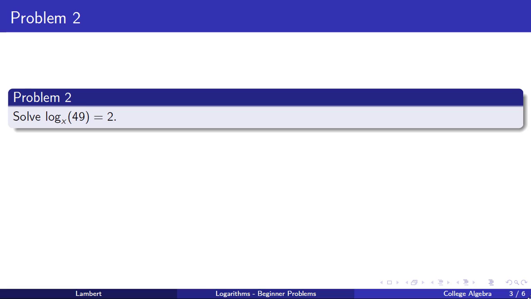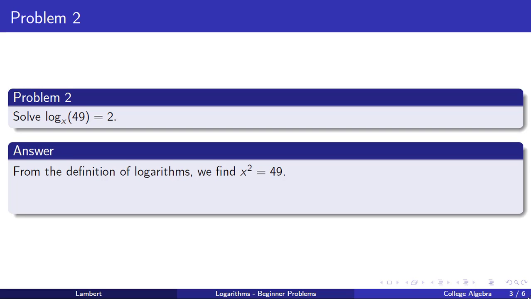Solve log base x of 49 equals 2. Looking at this, we get x squared equals 49 based upon our definition of the logarithm. With x squared equals 49, we also need to remember our base, which in this case is x, has to be a positive number. It can't equal 1, but we don't have to worry, since we don't have x squared equals 1 here.